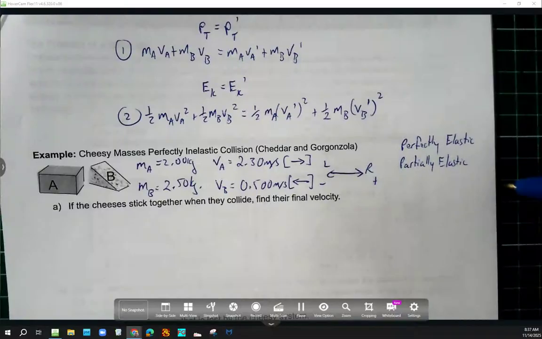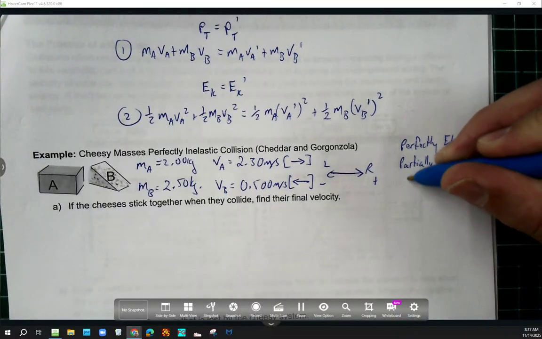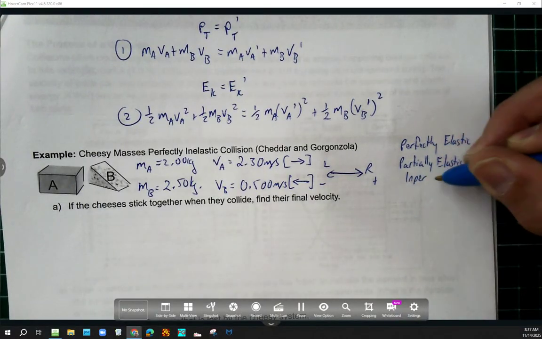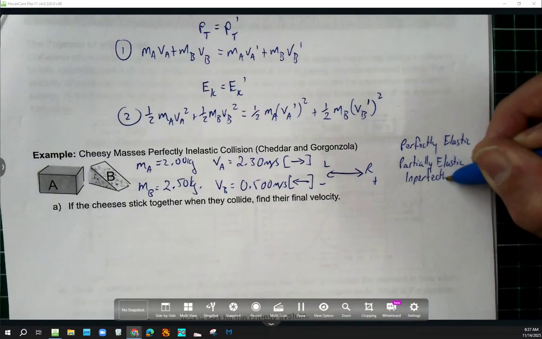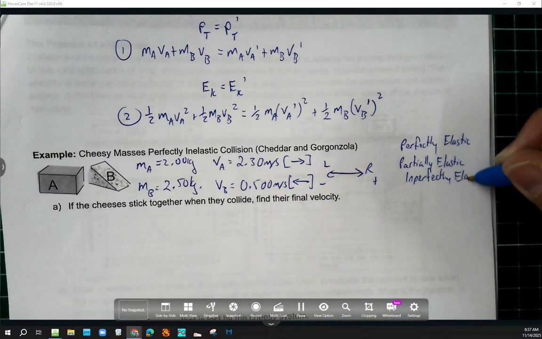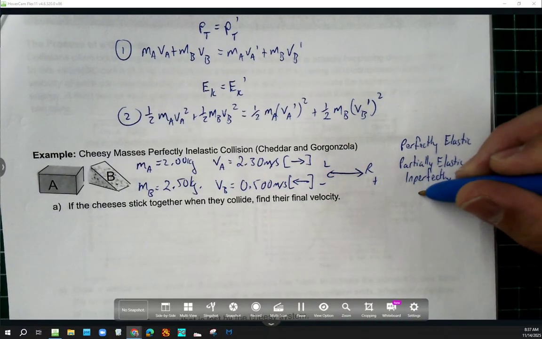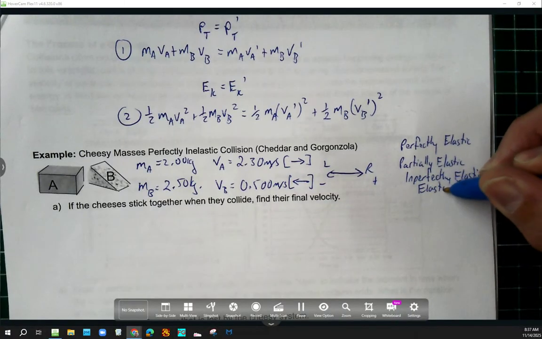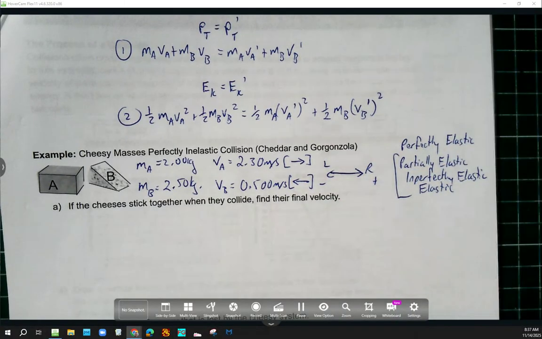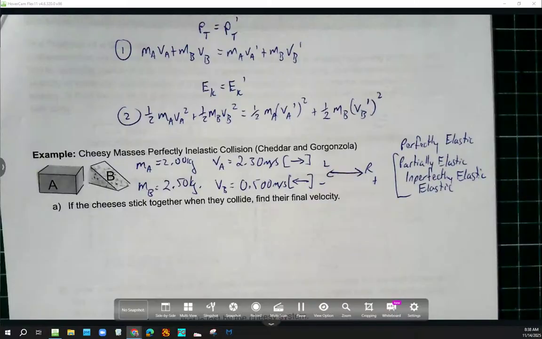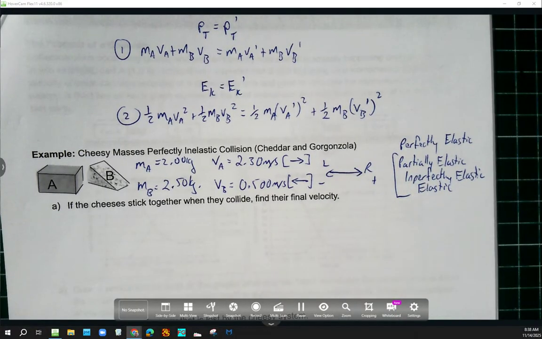Some people will just say imperfectly elastic. Other people will just say elastic. All those ones there are ones where energy is lost, and they do not stick together, okay? They all mean the same thing, essentially. Perfectly elastic is when all the energy is conserved and they don't stick together.